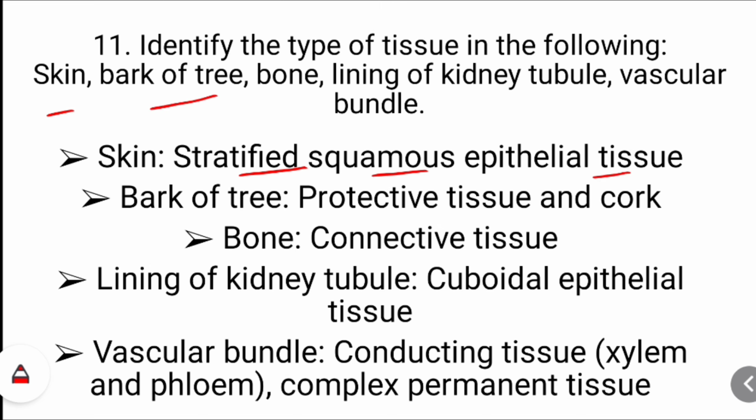Number 11: Identify the types of tissue in the following. Skin: stratified squamous epithelial tissue. Bark of tree: protective tissue and cork. Bone: connective tissue. Lining of kidney tubule: cuboidal epithelial tissue. Vascular bundle: conduction tissue, complex permanent tissue.